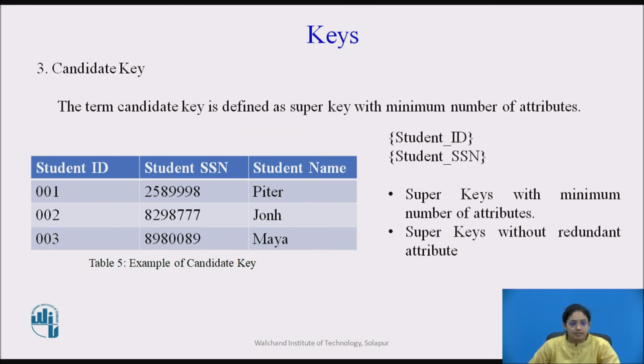Next is the candidate key. The term candidate key is defined as a super key with the minimum number of attributes. You have now seen super keys, which are all the possible combinations of attributes, but whichever is minimal among the super keys can be referred to as a candidate key. So here you can have student ID as a candidate key or student SSN as a candidate key. Any of those is relevant.